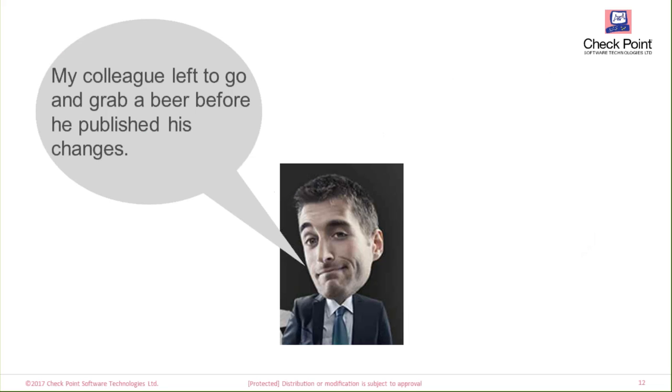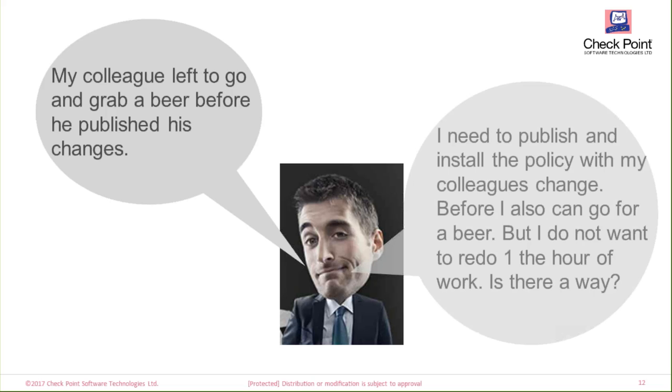So another scenario, I'm going to walk you through a couple of scenarios. So in R80, we had a scenario where, as you know, we do multi-administration, multiple administrators at the same time. I've already covered that. So in this example here, my colleague has left to go and grab a beer before he published his changes. So in R80, you may have an admin who's eager to do something, push the policy, and needs those changes to be part of the push policy, but had to wait. Okay, so I need to publish and install the policy with my colleague's changes. But I also want to go for a beer, but I don't want to wait for 1 hour or redo the work. Is there a way?